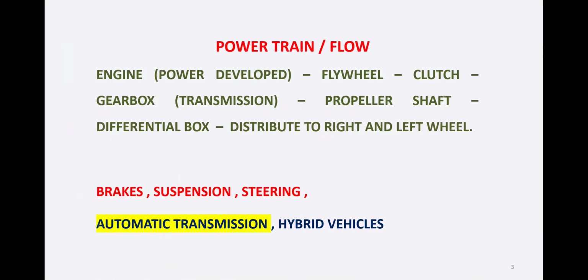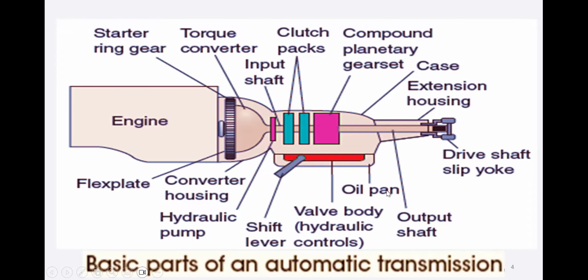Now the basic slide which we have: the powertrain flow of a conventional rear-wheel drive vehicle. Engine, where the power is developed, flywheel, clutch, and goes to the gearbox, then propeller shaft, differential box, distributed to right and left. Then we have covered the brake, suspension, steering, and now we are studying automatic transmission, the hybrid vehicles. So this was the basic diagram of automatic transmission.